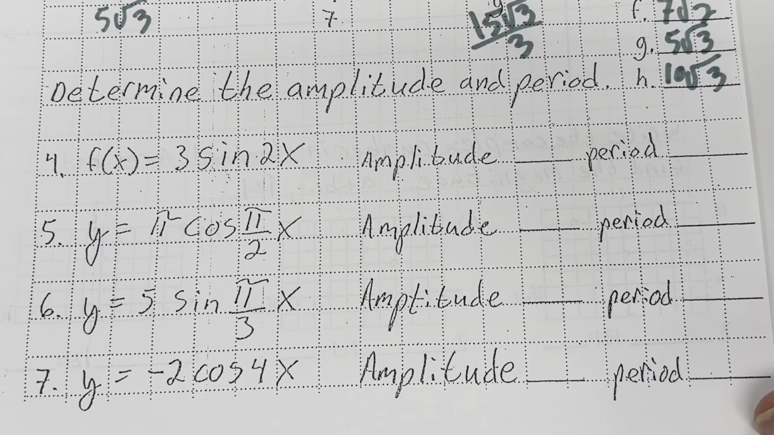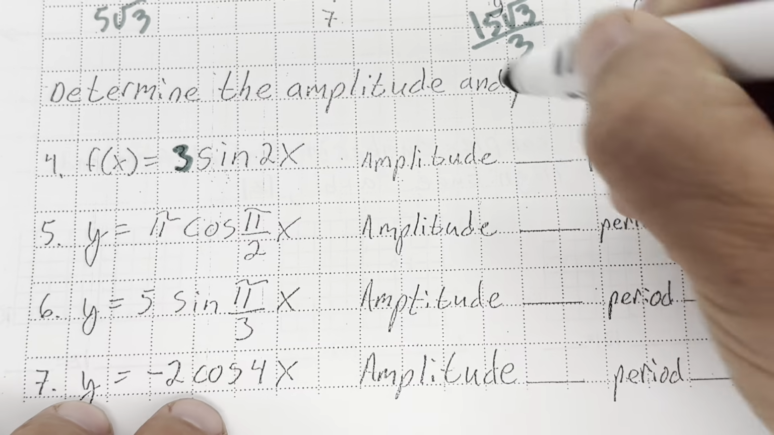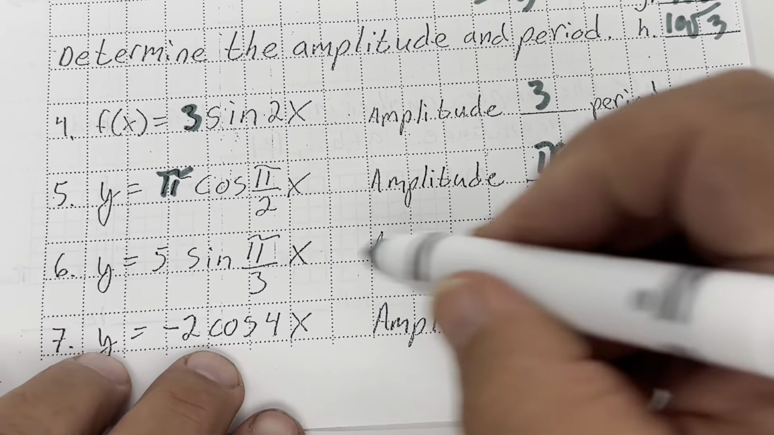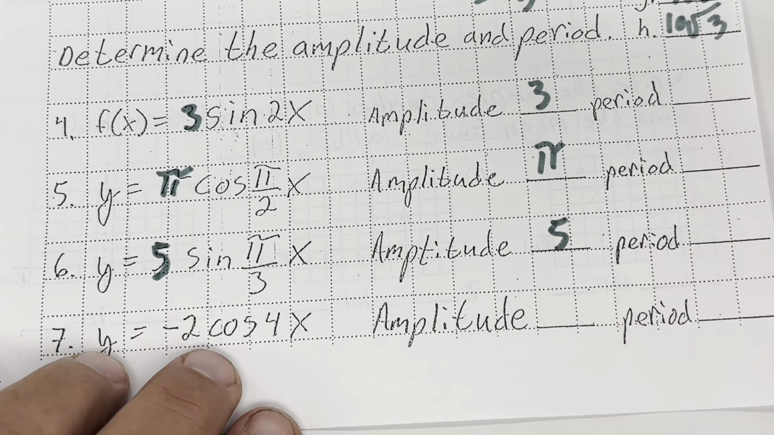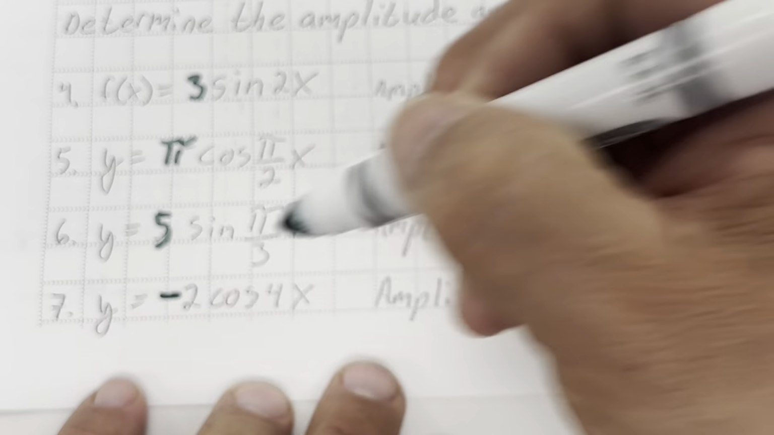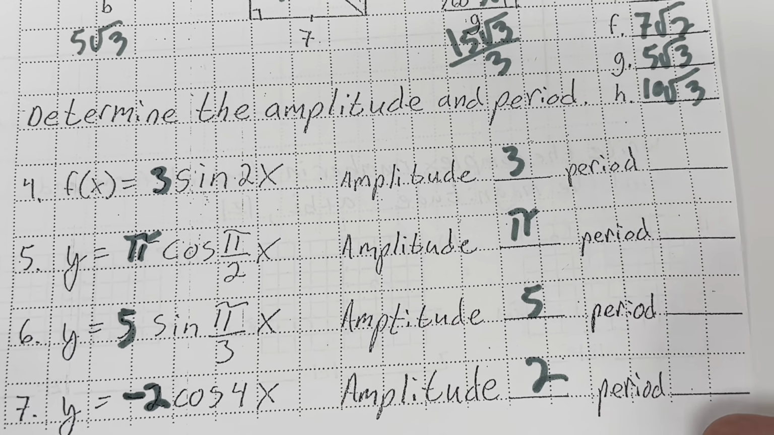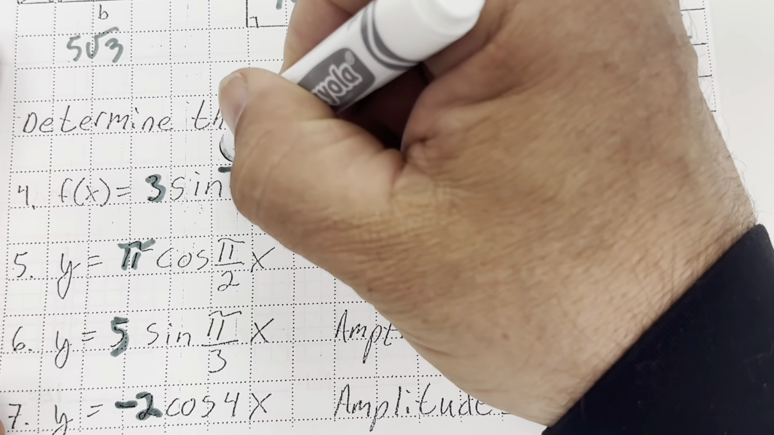Amplitude period. The amplitude is that number out front. The amplitude is never negative, but it's still that number out front. It'll be a 2. To find the period, we have to do 2 pi divided by that number.